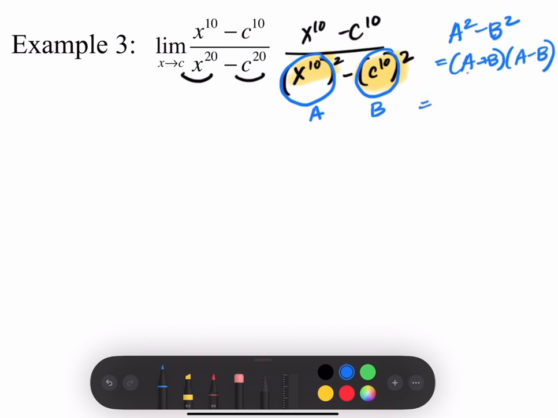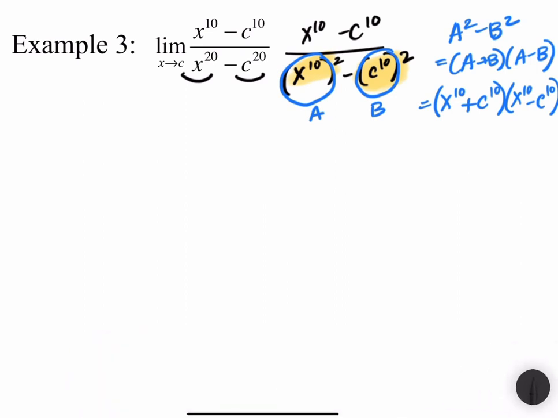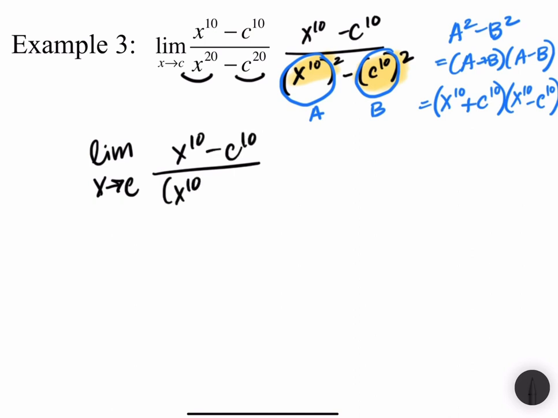And so if I plug them into this formula, a is x to the power of 10 plus b is c to the power of 10. A is x to the power of 10 minus, again, my b is c to the power of 10. So I can rewrite the denominator as that factored form. So I'm going to rewrite this. We're going to say the limit, x approaches c, of x to the 10 minus c to the 10 all over x to the 10 plus c to the 10 times x to the 10 minus c to the 10.